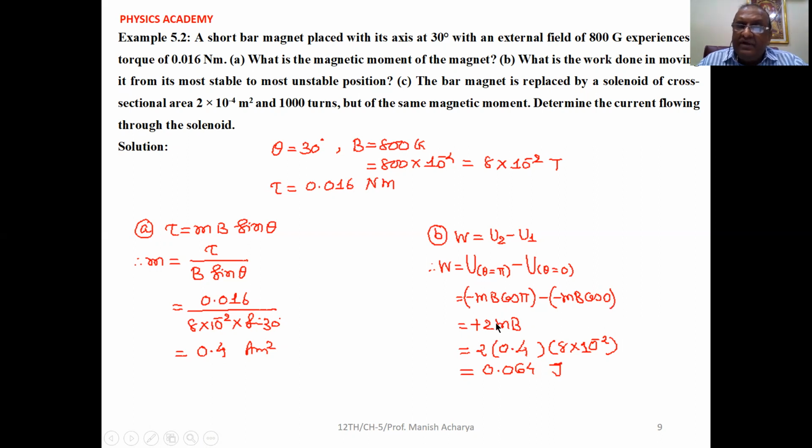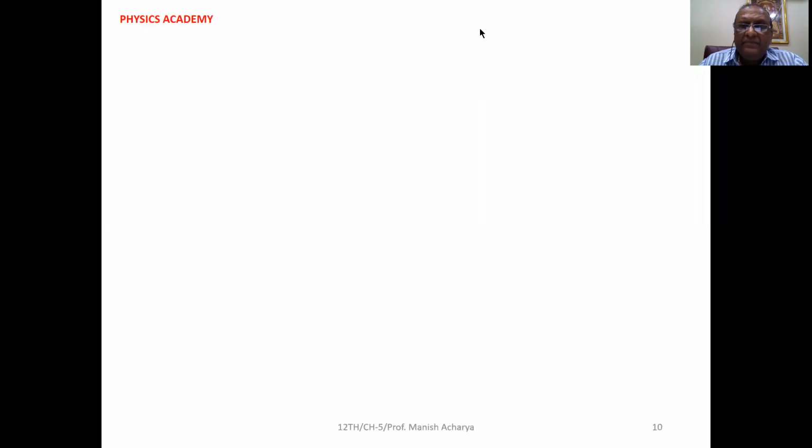So here we will get plus 2mB. m is 0.4, which we calculated here. B is given to you, 8 into 10 raised to minus 2. Now solve this one. You will get the answer 0.064 joule. Clear to all of you?